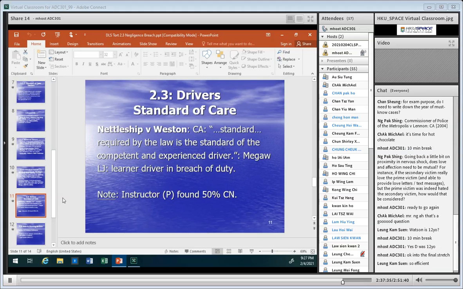Put a big circle around this PowerPoint or whatever, highlight it. Nettleship and Weston is must know. It's a very important case on car drivers. The standard is that of the competent and experienced driver. So the court found that the learner driver was in breach of the duty. So there you are. No varying standard of care for car drivers. So those of you who are driving a car these days, watch it. Even though you're a learner driver, you will be held to the standard of a competent and experienced driver.